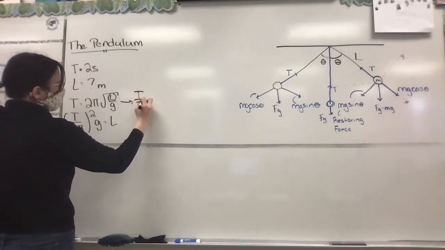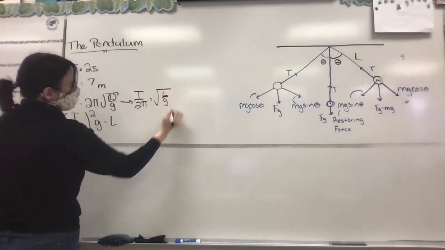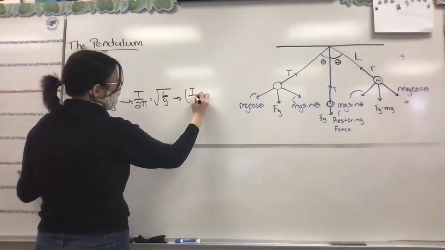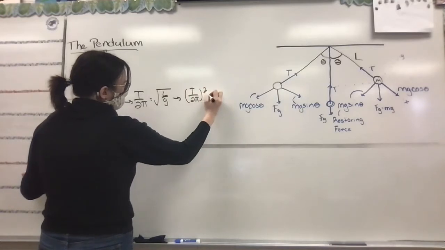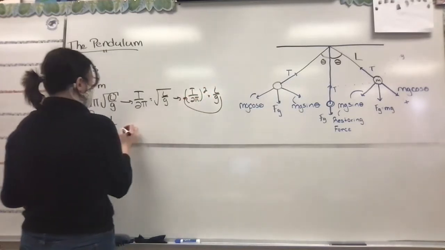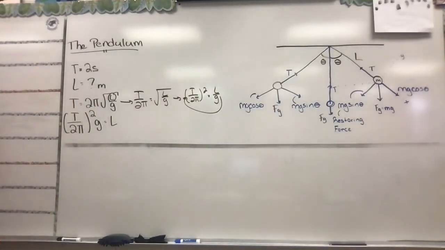We divided by 2 pi and got square root of L over G. Then we squared both sides to get rid of the square root. And then you're left with L over G, so you bring the G on over, and you get T divided by 2 pi squared times G is equal to L.